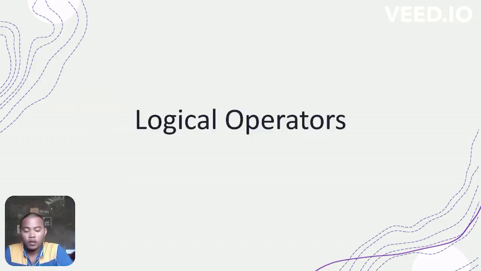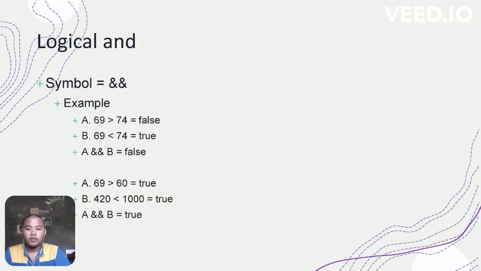Since we're done with the bitwise operators, let's now continue on to the logical operators. First of these logical operators is the logical AND. Now, the logical AND symbol is two AND signs placed together. In logical AND, if both the operands are non-zero, then the condition becomes true. That means if both of the operands are true, then the condition becomes true. If any one of them is false, then it becomes false.